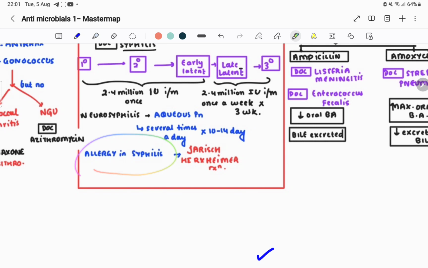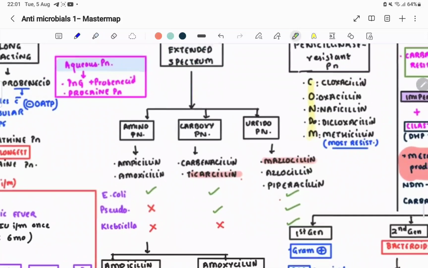The allergy in syphilis is called the Jarisch-Herxheimer reaction. If you want, you can remember it, but no need to. They don't usually ask you. The Jarisch-Herxheimer reaction is the allergy seen in syphilis.